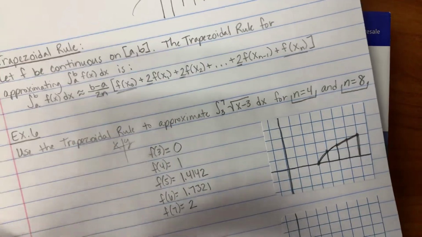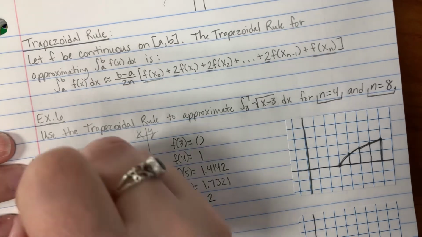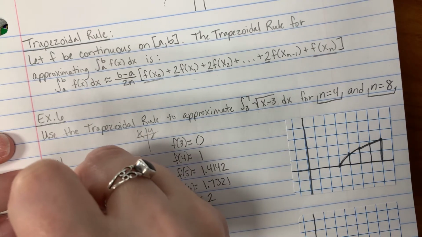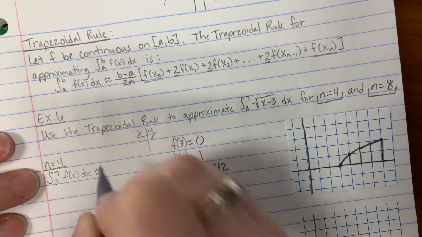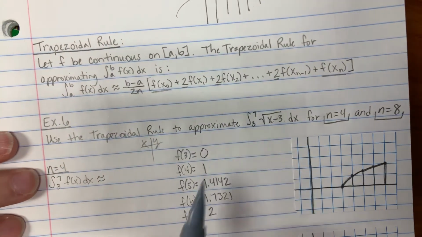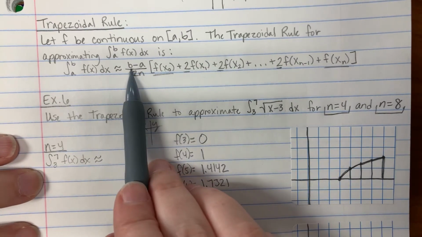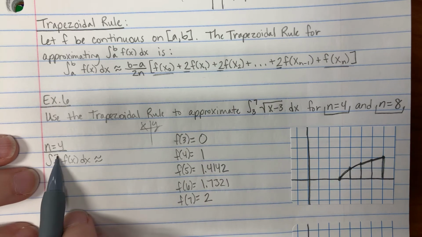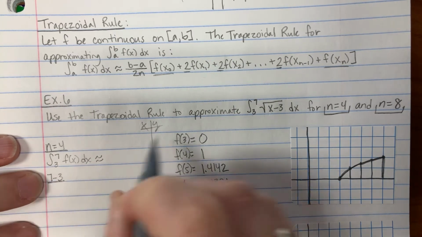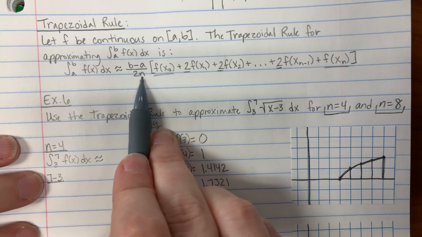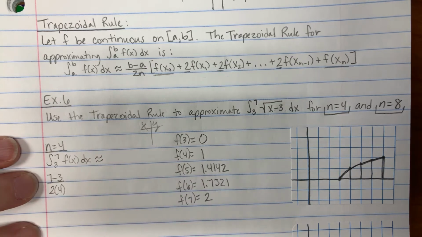So let's do that one first. If n equals 4, then I'm going to do the integral from 3 up to 7 of my function, and I'm going to use my trapezoidal rule to do that. So here's my rule. My rule is I'm going to take b minus a, which in this case was 7 minus 3. So I'm going to do 7 minus 3 over 2 times n. Remember, n they gave me was 4. So this is 2 times 4.